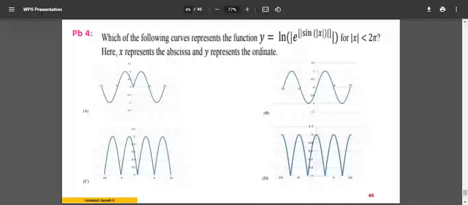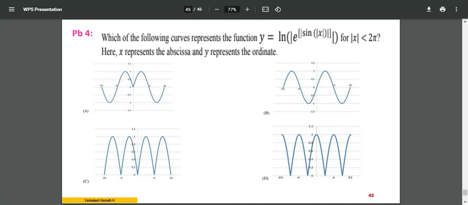Ln within the modulus, and an e power exponential term is there. The power term, I'm telling you, is sine x. Now in that sine x, the x is modulus. The sine itself is modulus. Sine x, what you calculate, that itself is modulus. For all modulus x less than 2 pi. Here x represents the abscissa, y represents the ordinate, y-axis, x-axis. There are 4 graphs given.